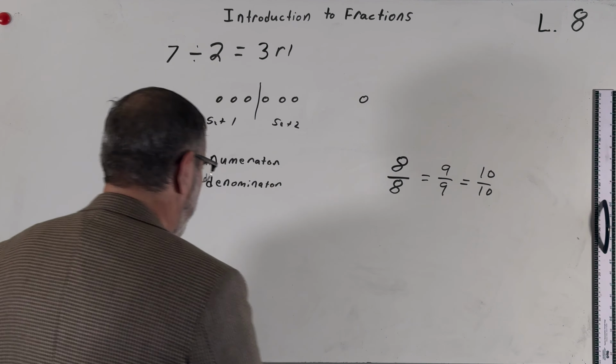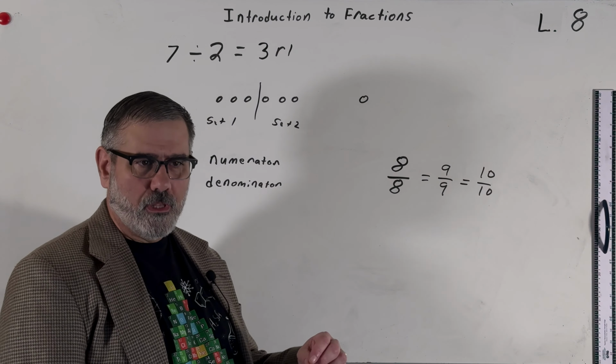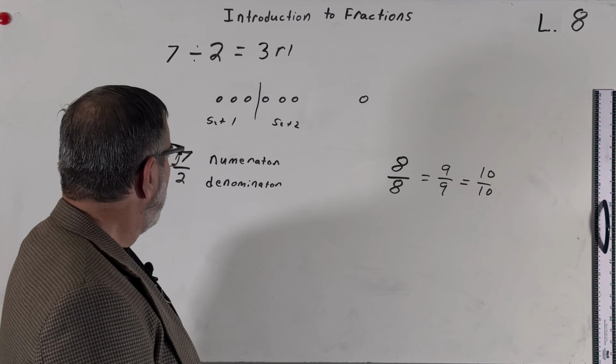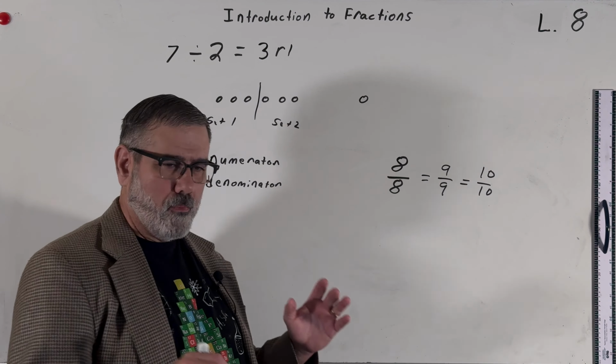But that's the special case where the numerator is equal to the denominator. If it's greater than the denominator, we call it an improper fraction.